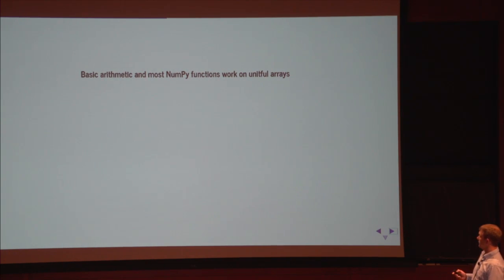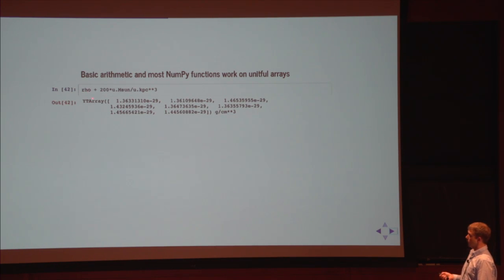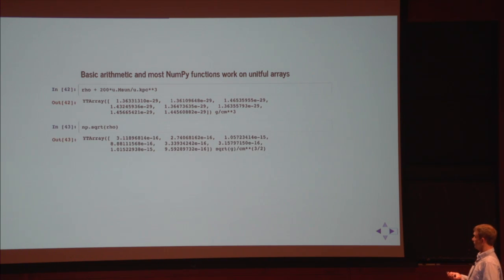And basic arithmetic and most numpy functions work on unitful arrays out of the box. So if I want to take rho, which is in grams per cubic centimeter, add it to something that's in solar masses per kiloparsec, it will happily do it. It will convert the units of the latter to the units of the former because they're the same dimensions. It will add them together and give you the answer. There's a numpy function called sqrt. It does exactly what we'd expect. It takes the square root. So I'll take the square root of the density. It will take the square root of the array, and it will give me the square root of the units: sqrt G divided by centimeters to the 3/2 power.